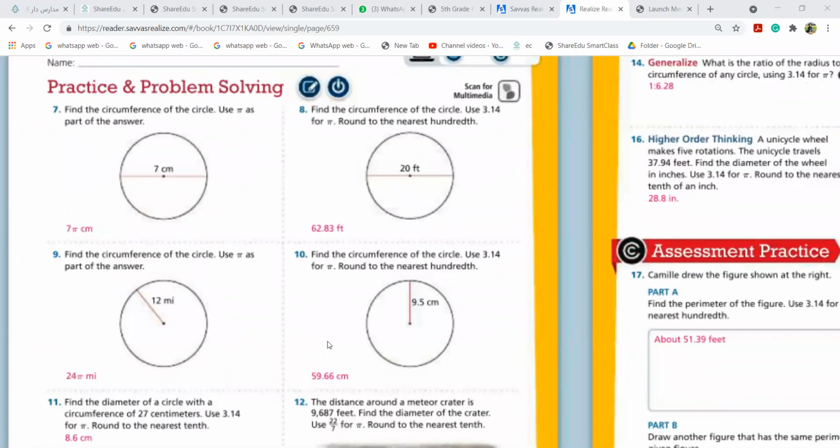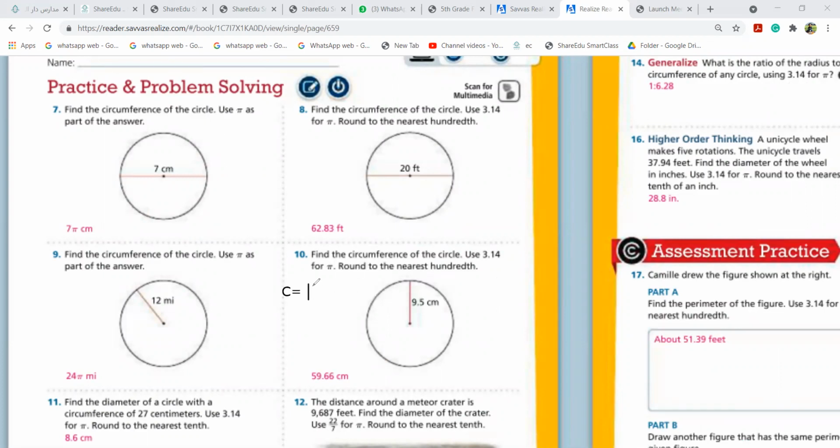Page 445, question number 10. Find the circumference of the circle using 3.14 for pi, rounded to the nearest hundredth. Okay, Noor, please tell me the formula and do this question. Question 10: what is the circumference of the circle? C equals pi d.